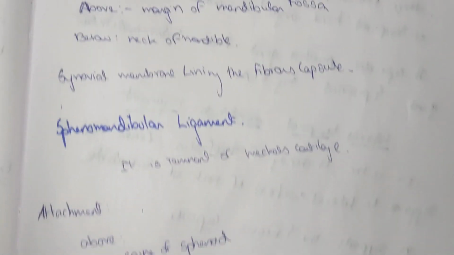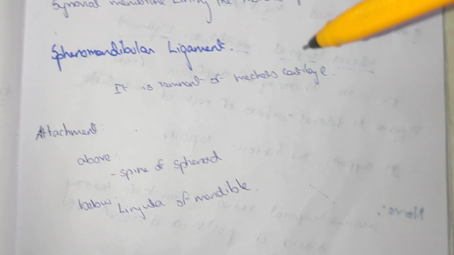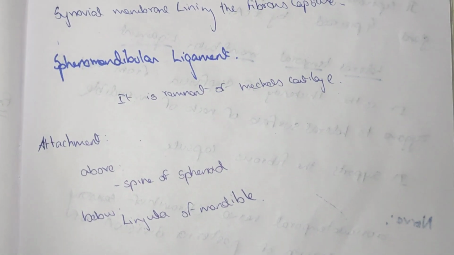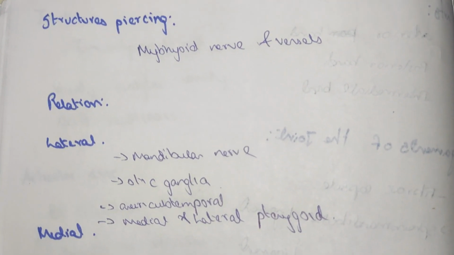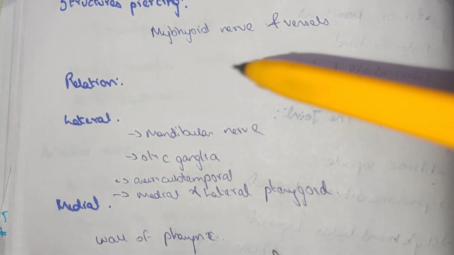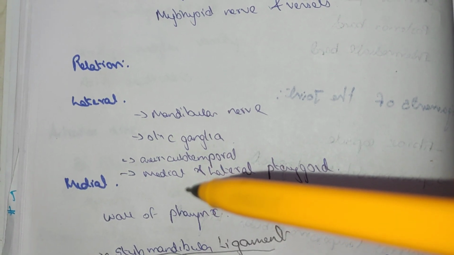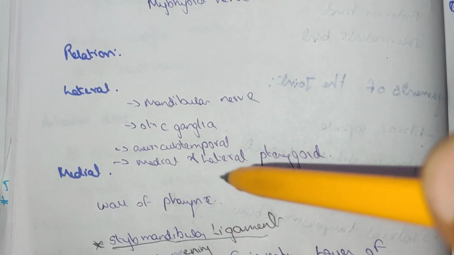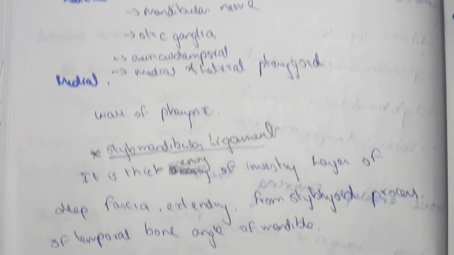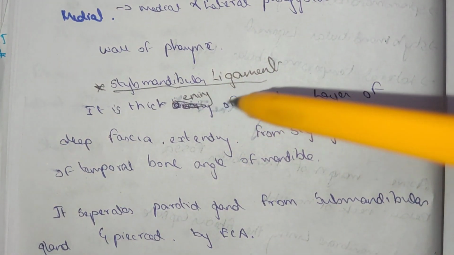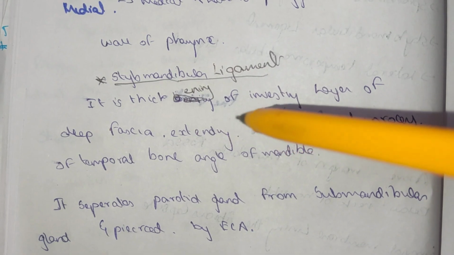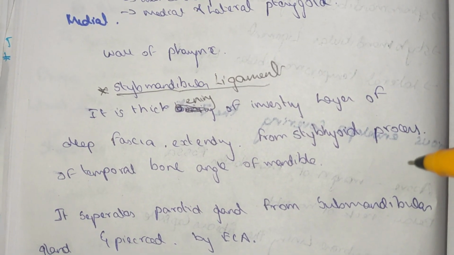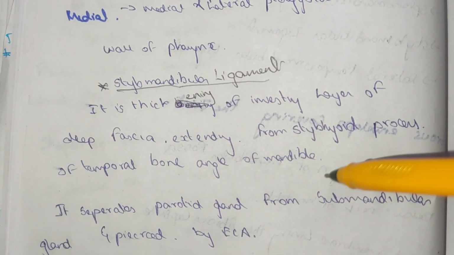Now we will see about the sphenomandibular ligament, which is the second one. It is formed from the remnants of Meckel's cartilage. Attachment is above to the spine of the sphenoid and below to the lingula of the mandible. The structures piercing it are the mylohyoid nerve and vessels. Relations are lateral and medial. The lateral are the mandibular nerve, otic ganglion, auriculotemporal nerve, as well as the medial and lateral pterygoid. The medial is the wall of the pharynx.